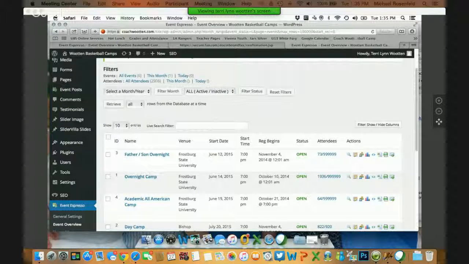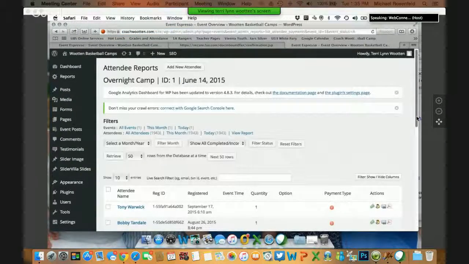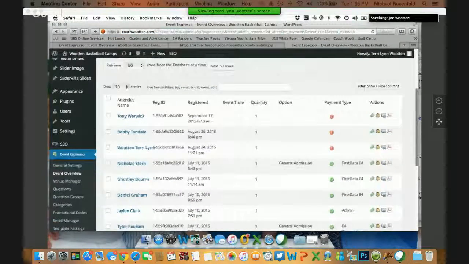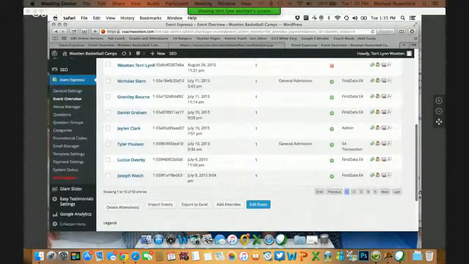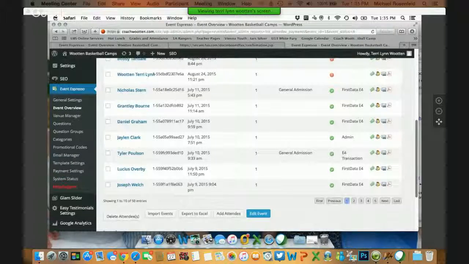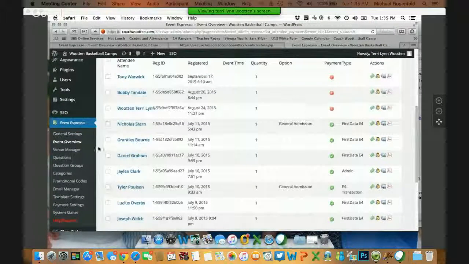So let's look at overnight camp first and get a sense of what you have and the fields and all that good stuff. All right, so this is Event Espresso, and what you're looking at now is just the data that came in from the registration. There's no way to look at the registration page on this. This is just the collected data.